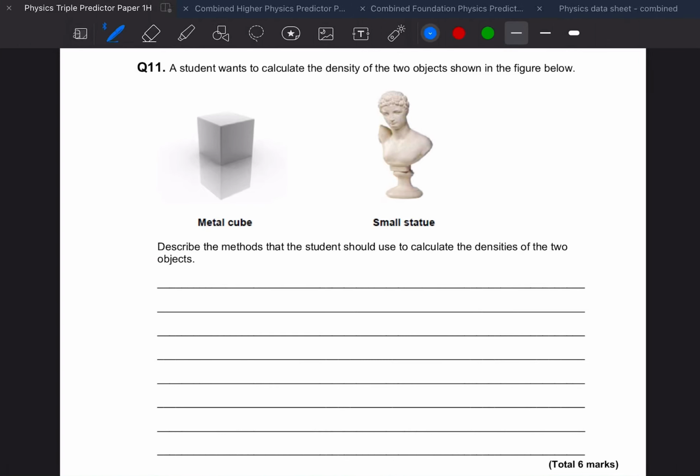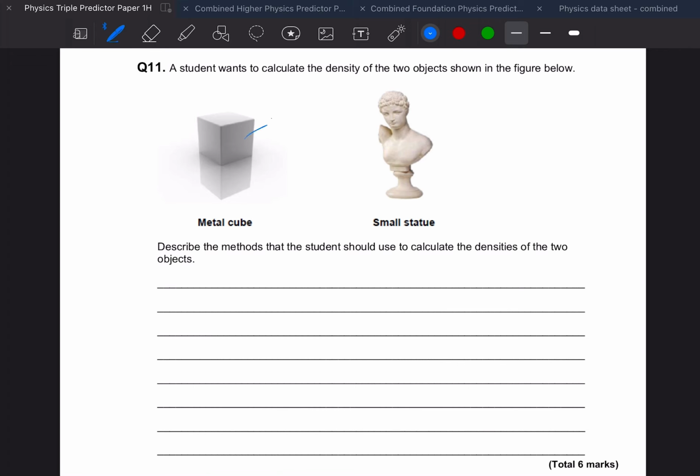Question 11. Actually, this one is the second to last. There's 12 questions on this paper. This one is a question we have done in class multiple times. Density required practical. It is one of the required practicals indicated that will be on your exam, so let's make sure we know it really well.